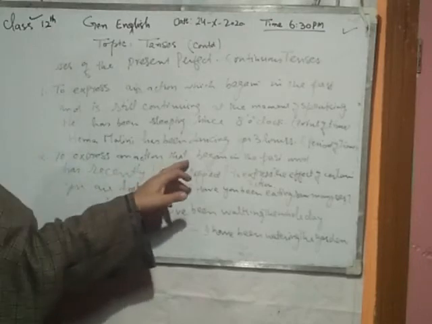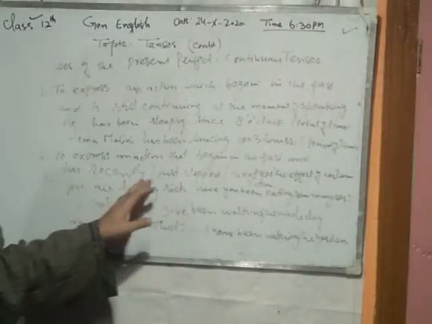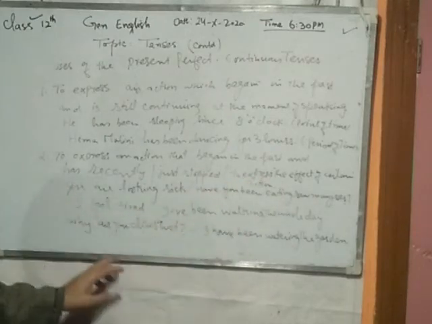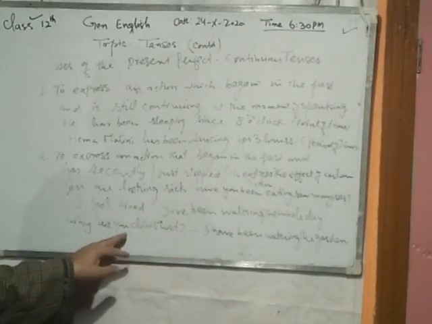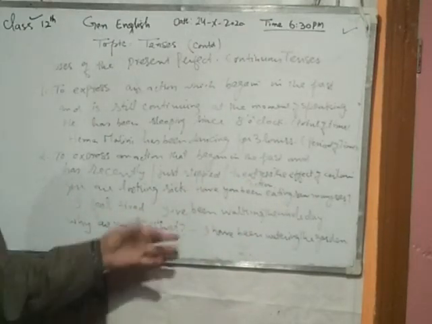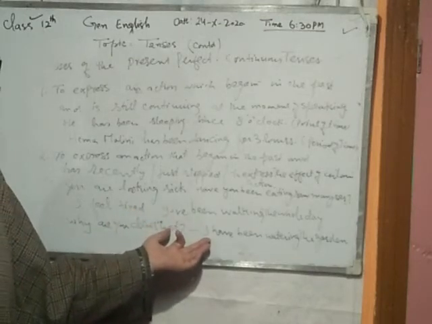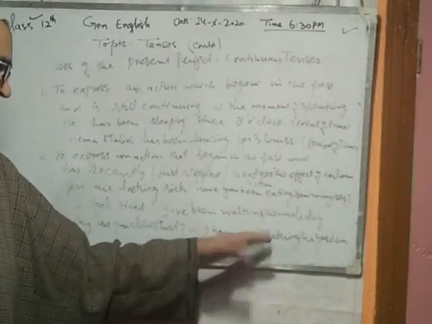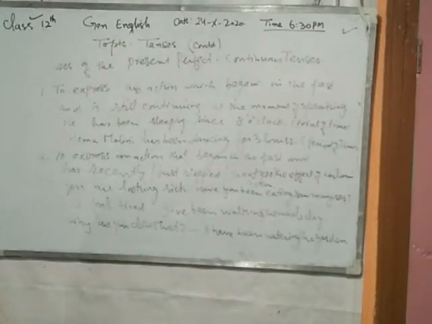To express an action that began in the past and has recently or just stopped, or to express the effect of a certain action. Why are your clothes so wet? हाँ, तो इसके लिए हमने present perfect continuous tense इस्तेमाल किया. I have been watering the garden. Yes, dear students.